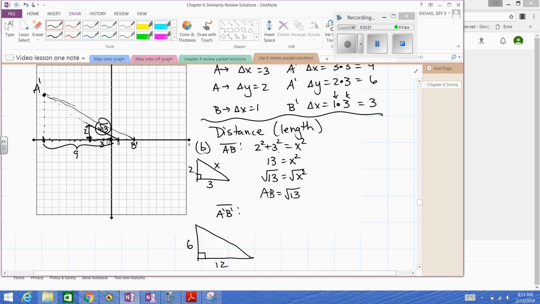Oh, I messed this up. We didn't go all the way to B. My fault, that needs to be 4. Let's fix that. Sorry about that, I didn't go from A to B. It's 2 and 4, so that's going to be 20. The square root of 20 is AB.